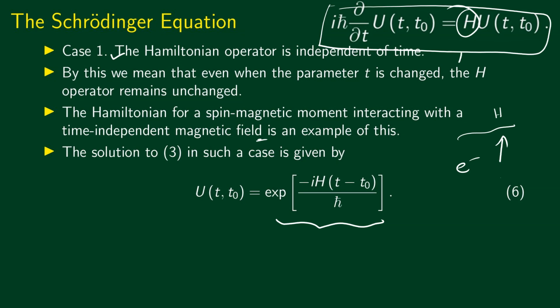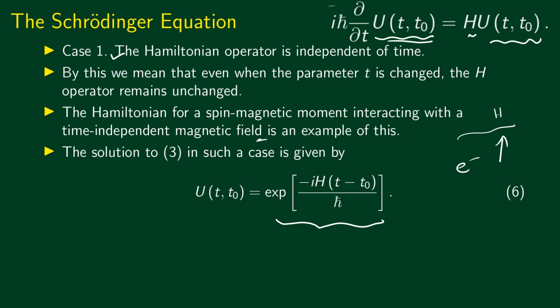Now let's look at this equation. If H was a number and U was some usual function that we are familiar with, then we know that the solution to this equation is in the exponential form because we have the derivative of a function which gives us a number multiplied by the same function. Okay, and exponential satisfies that property. But note that here H is not a number, it's an operator. U is also an operator.